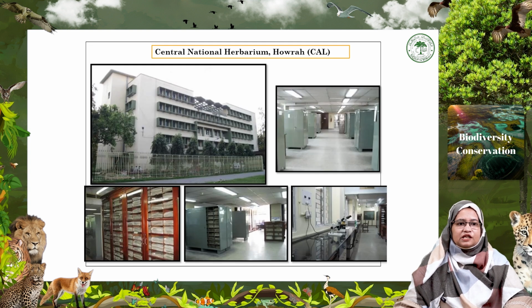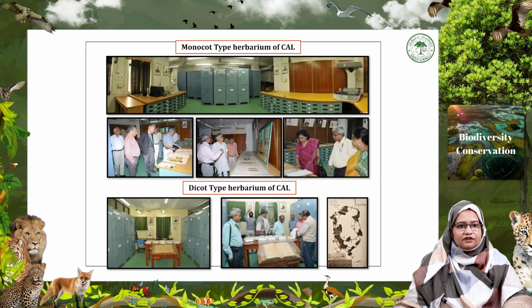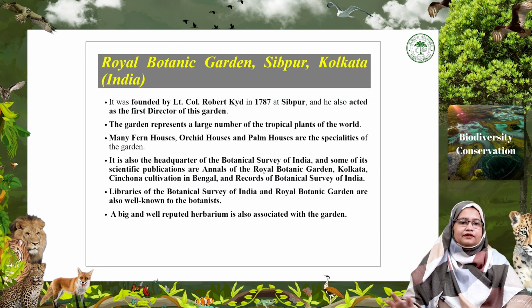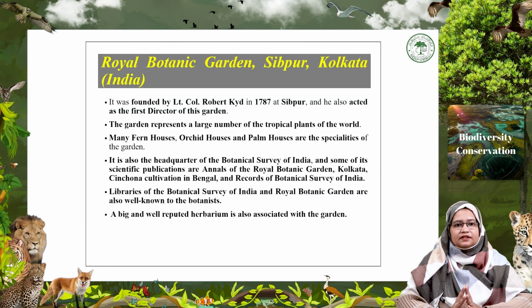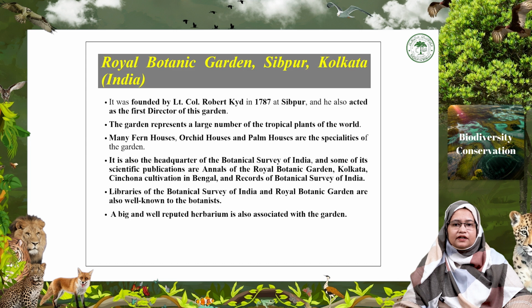Here you can see the image of the Central National Herbarium present in Howrah, which has the acronym CAL. Now as I have told you earlier, it has become one of the virtual herbaria, which has a monocot type of herbarium. And one of the most important herbaria of India is the Royal Botanical Garden present in Shibpur, Kolkata. It was founded by Lieutenant Colonel Robert Kyd in 1787 at Shibpur, and he also acted as the first director of this particular garden.